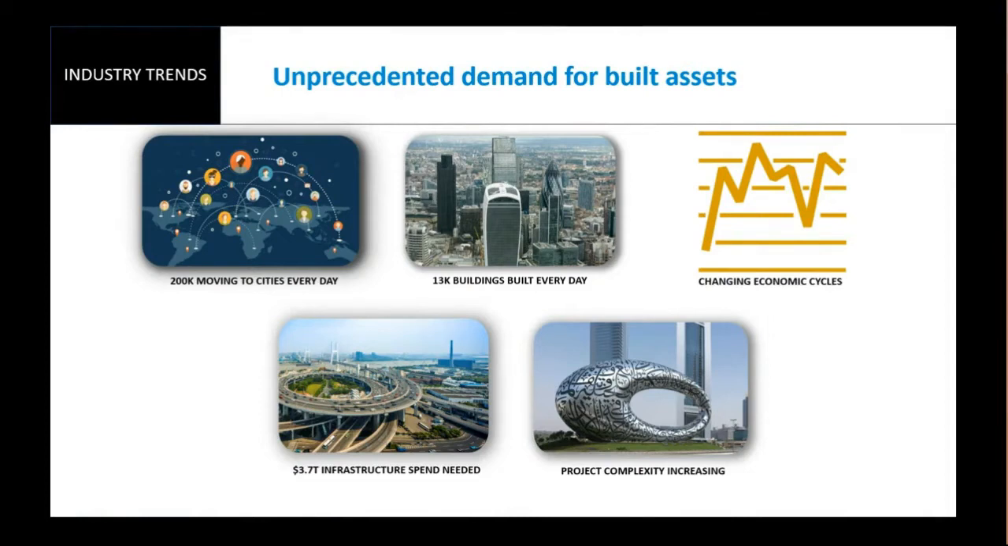$3.7 trillion in infrastructure spending. By 2050, it's projected that we will need to build 14,000 buildings a day in urban areas. That's almost an increase of 30%, or 3,600 more buildings than we build today.